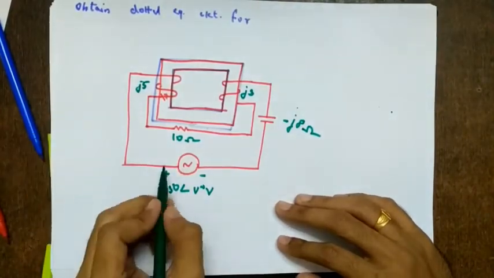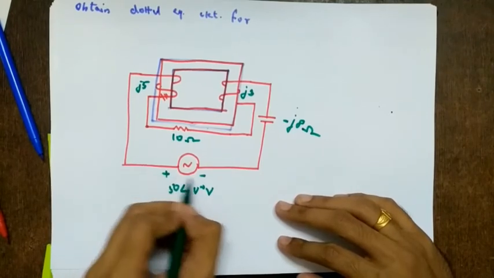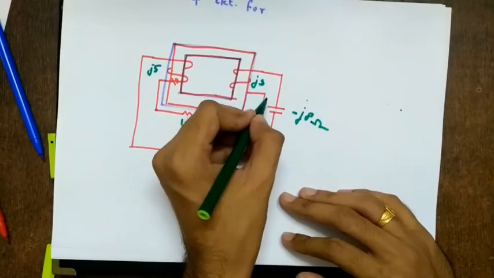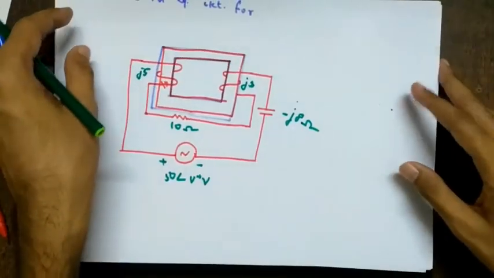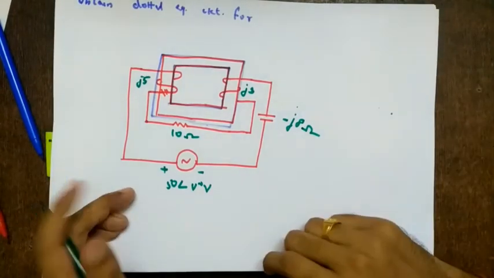What will change? For example, if I make this plus minus negative of each other, so this is minus, this is plus, then current will flow in the opposite direction, so the fluxes will be opposite. So in that case your answers will differ. If the current direction is the same, everything will be the same.